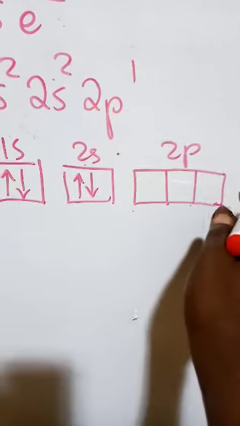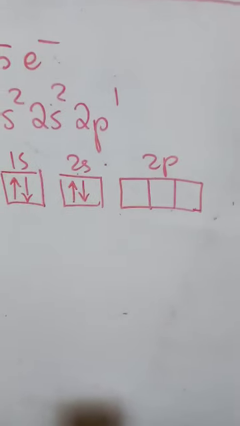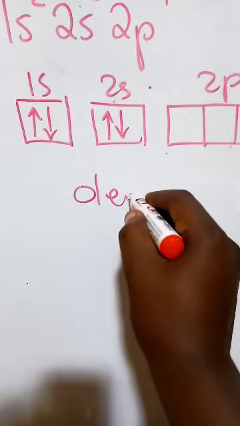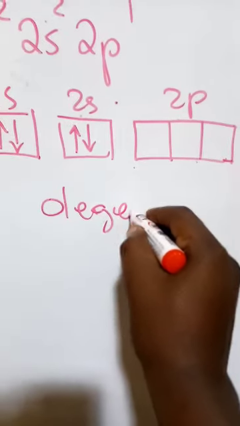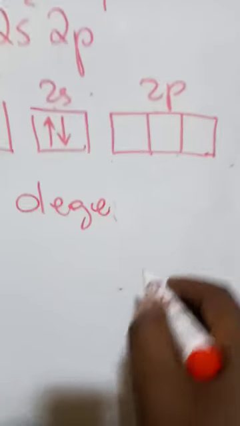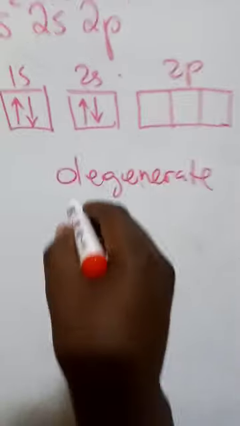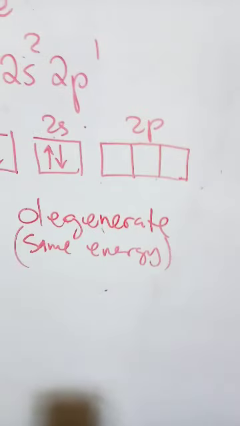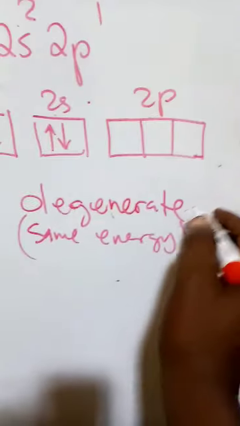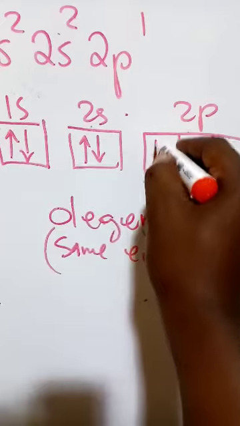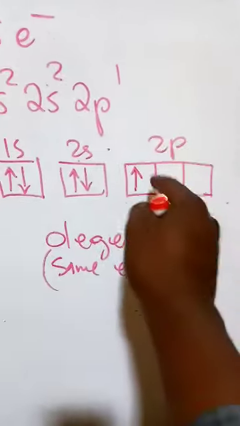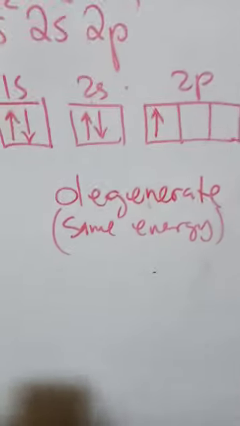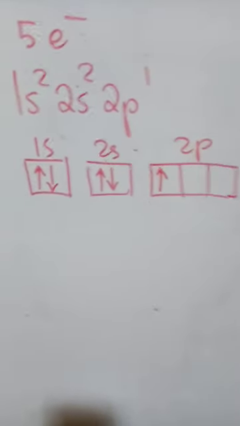The p orbital has three orbitals, and these 2p orbitals have the same energy. They are degenerate, meaning that they have the same energy. So the electron can occupy any of the three. It doesn't matter where it starts, since they are the same. Suppose the electron occupies this orbital. This is the electron configuration for boron.